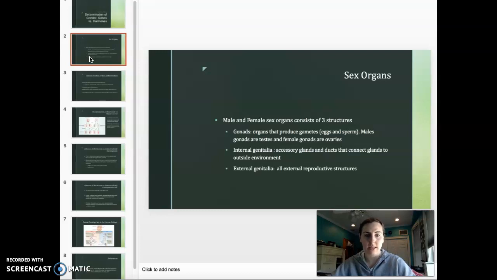Our second structure of the sex organs is the internal genitalia, which are the accessory glands and ducts that connect to the outside environment. And finally, we have the external genitalia, which are all the external reproductive structures present on a male or a female.